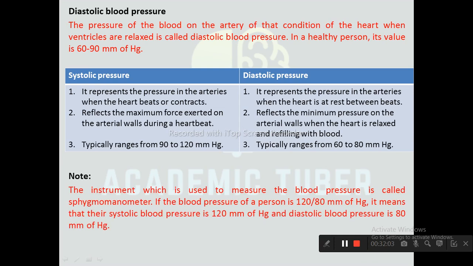The instrument which is used to measure the blood pressure is called sphygmomanometer, and if the normal blood pressure of a body is 120 by 80 mm of Hg, which means that systolic blood pressure is 120 and diastolic blood pressure is 80.